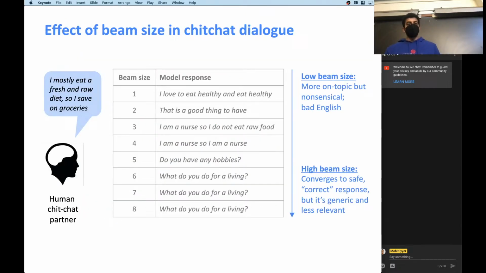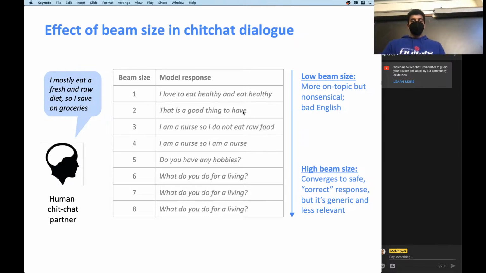so let's see the effect of some of these decisions, increasing the beam width, on diversity and other kinds of properties of the text. So this is a chatbot. The human says, I mostly eat a fresh and raw diet, so I save on groceries. And you have some dialogue chatbot model. These are the outputs that you get when you vary the beam width. So with beam size 1: I love to eat healthy and eat healthy. So this is an example of repetition with greedy decoding.